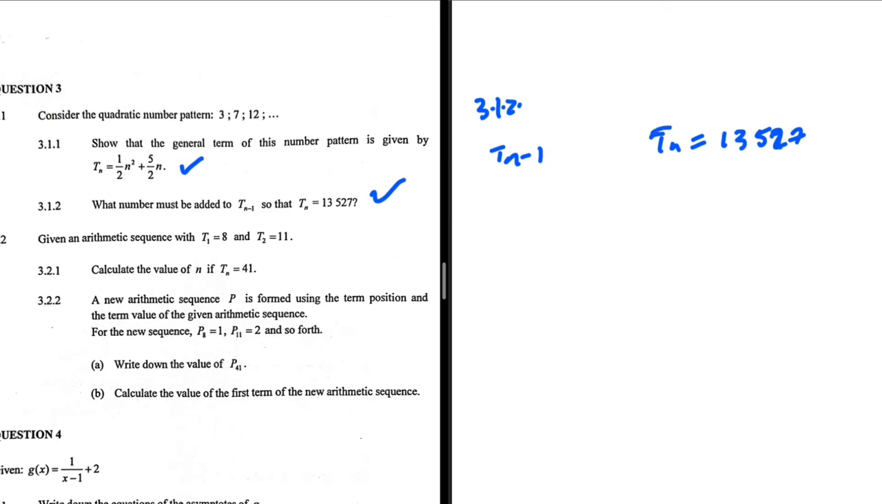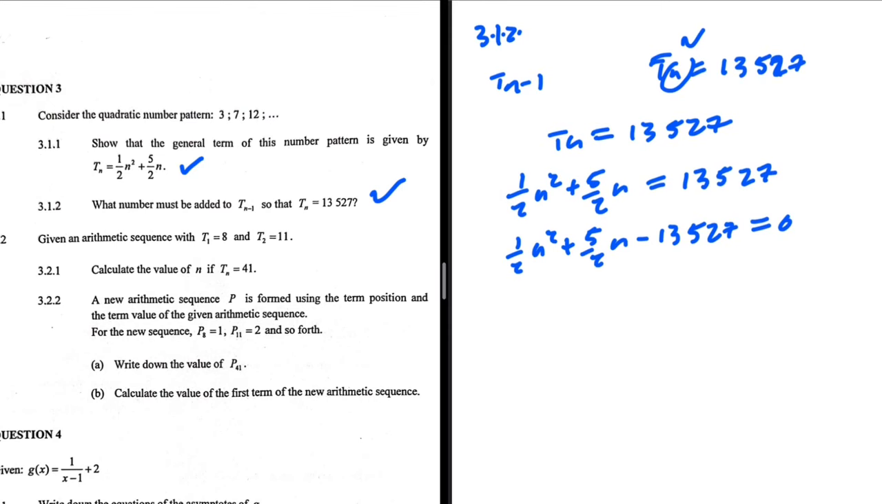Tn is equal to 13,527. In place of Tn, we know that we have a half n squared plus 5 over 2n being equal to 13,527. So if we take 13,527 to the left hand side, we get a half n squared plus 5 over 2n minus 13,527 equals 0. We can multiply everything by 2 to get rid of the denominators on the coefficients of n squared and n. If we do that, n squared plus 5n minus, okay, let me put that in my calculator, 13,527 multiplied by 2. That is 27,054. This is all equal to 0.